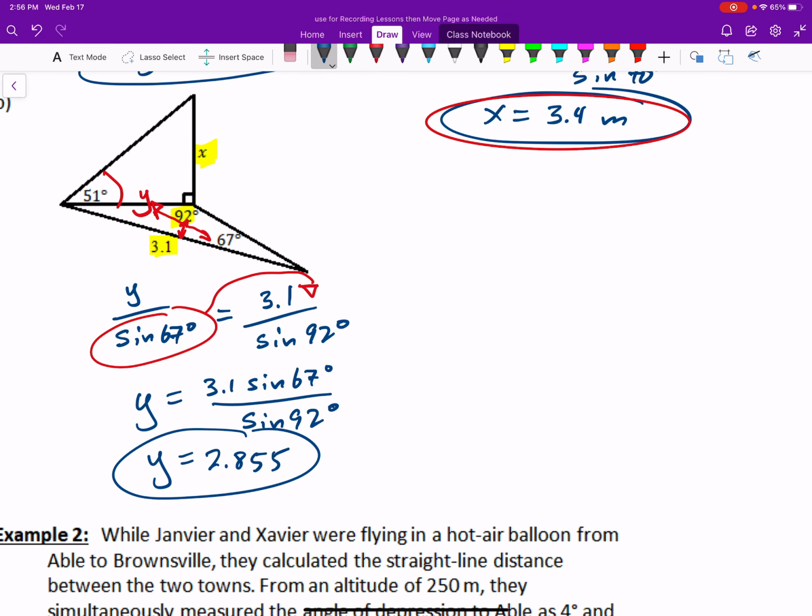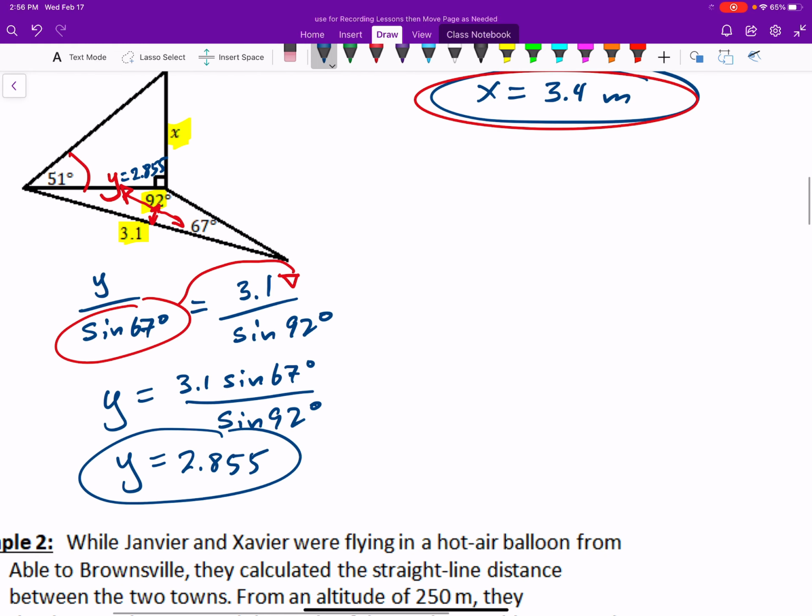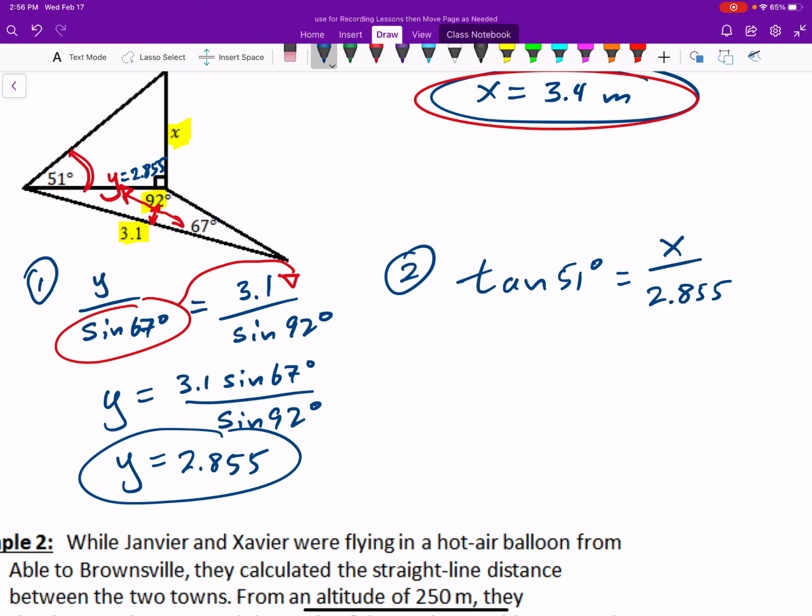Now that I know what y is, that it's 2.855, then I can use trigonometry to find out what x is. From the angle of 51 degrees, I know that y is my adjacent side and x is my opposite side, so I can do tangent for opposite over adjacent. So tan 51 is going to equal x over 2.855. And again, I can rearrange to isolate x. So if I multiply both sides by 2.855, then I'll have x isolated.